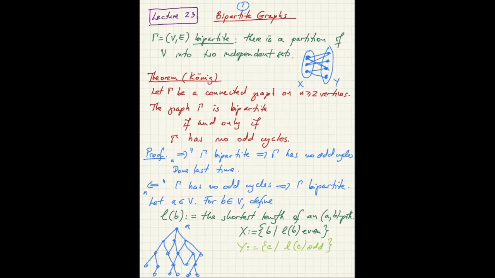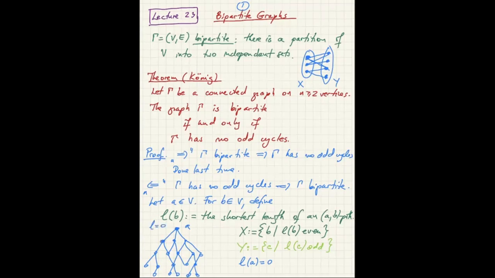Now we started last time, but didn't quite finish, the proof of the converse. So we assume now that gamma has no odd cycle and gamma is connected, and we want to prove that gamma is bipartite. To do that, we pick a vertex in the graph, let's call it A, and for any vertex B in the graph, which could be A as well, we define L of B as the shortest length of a path from A to B. With this definition, L of A is 0, because we don't have to use any edge to go from A to A. So this is the only vertex that has L equals 0.